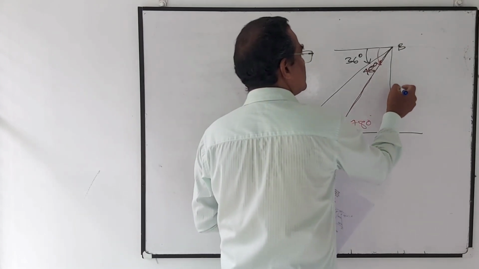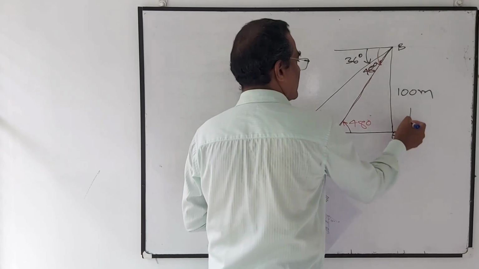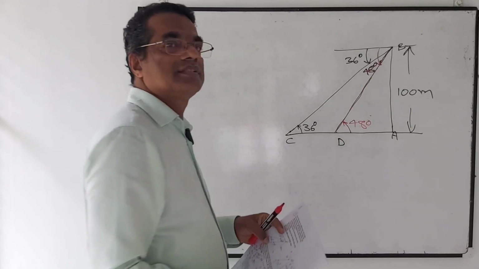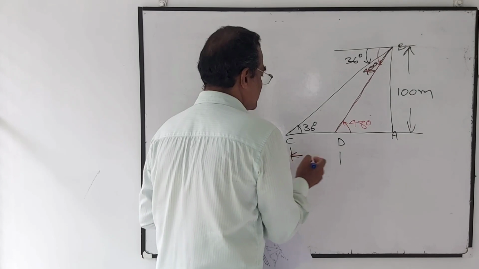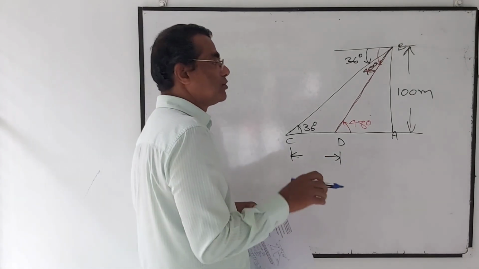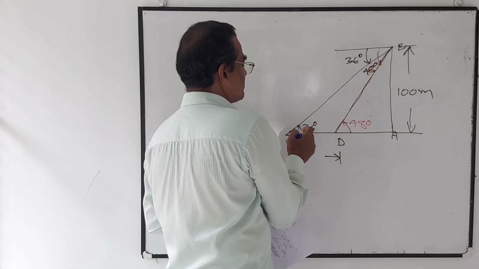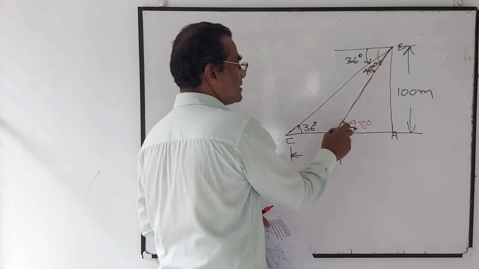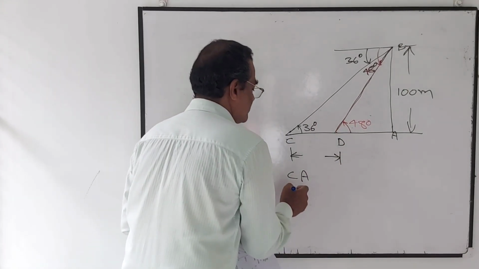The height of the lighthouse is given, that is 100 meter. See, problems like this we have already done. CD, we need to find the distance between the two ships in this case. What we were doing is, we will find tan 36 degree. From that we will get CA. Then we will consider this triangle. From that we will go for tan 48 degree. From that we will get DA.